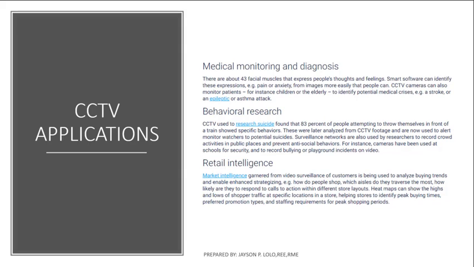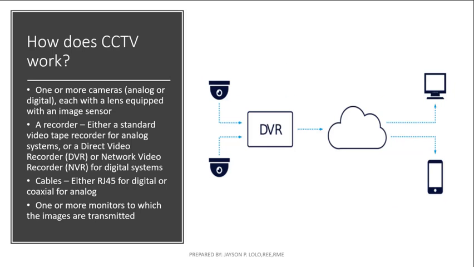So let's go back to the first question. How does the CCTV work? Remember that the CCTV works on one or more cameras, analog or digital. Analog and digital systems work quite differently, but modern CCTV networks use conversion software and hardware to convert analog to digital. This process is called retrofitting.